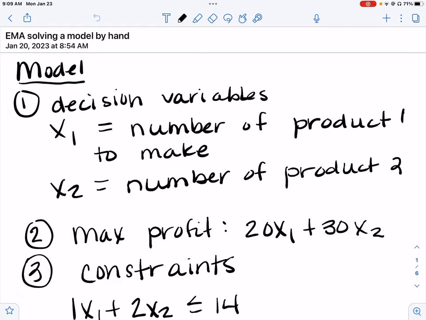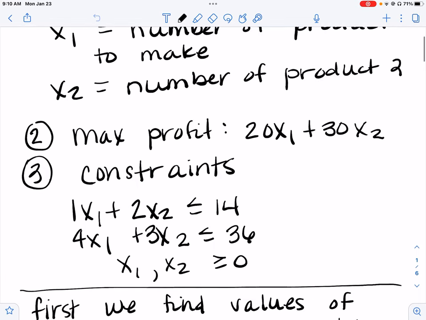Okay, now we're going to talk about the model and solving it by hand. In our previous part, we learned about decision variables. X1 is the number of product 1 to make, and X2 is the number of product 2 to make. Our max profit is 20X1 plus 30X2, and our constraints: X1 plus 2X2 is less than or equal to 14, 4X1 plus 3X2 is less than or equal to 36, X1 and X2 greater than or equal to 0.